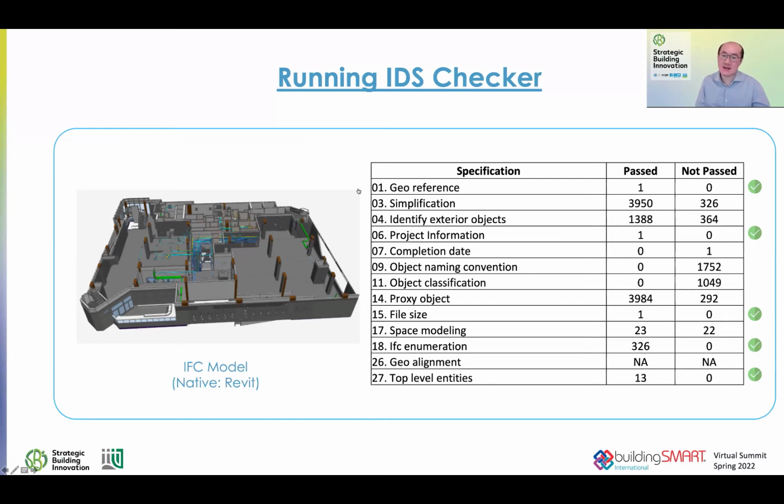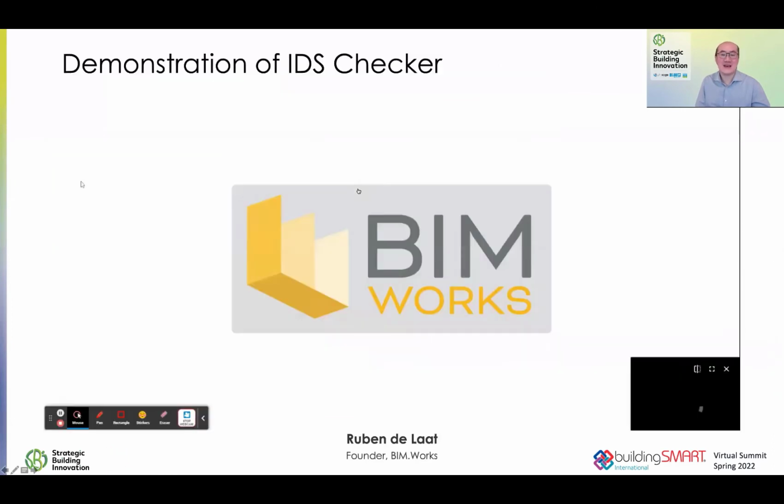You can see that without IDS implementation, it would be much more difficult to check the thousands of instances where the simplification may not be done appropriately, or where the naming convention or the object classification may not be following the standard. So how does IDS work? Let's hear from Ruben with BIM.works, joining us from the Netherlands.